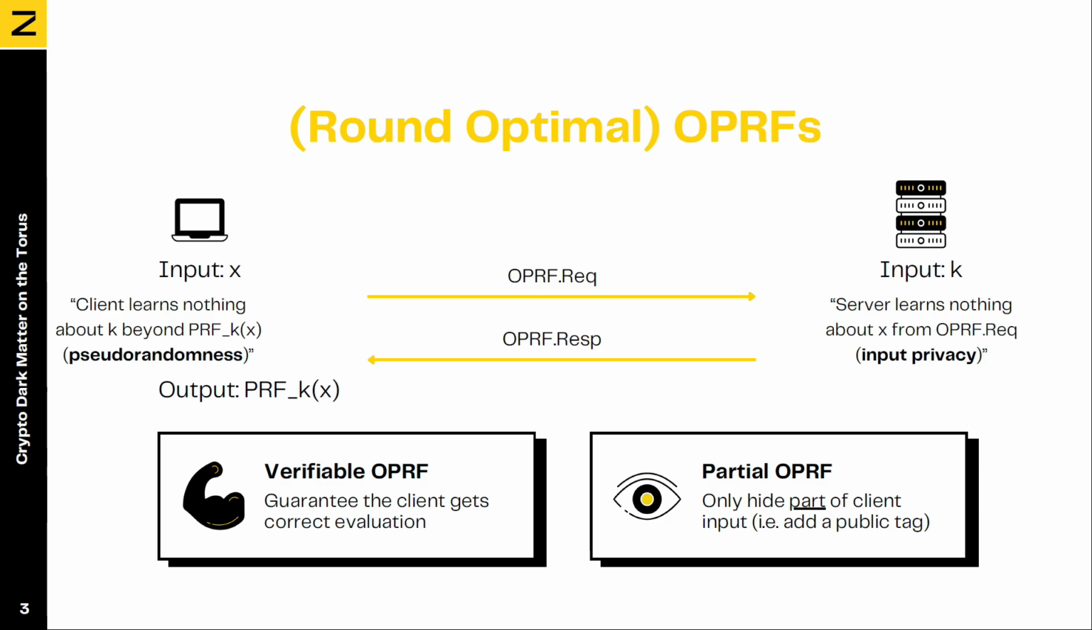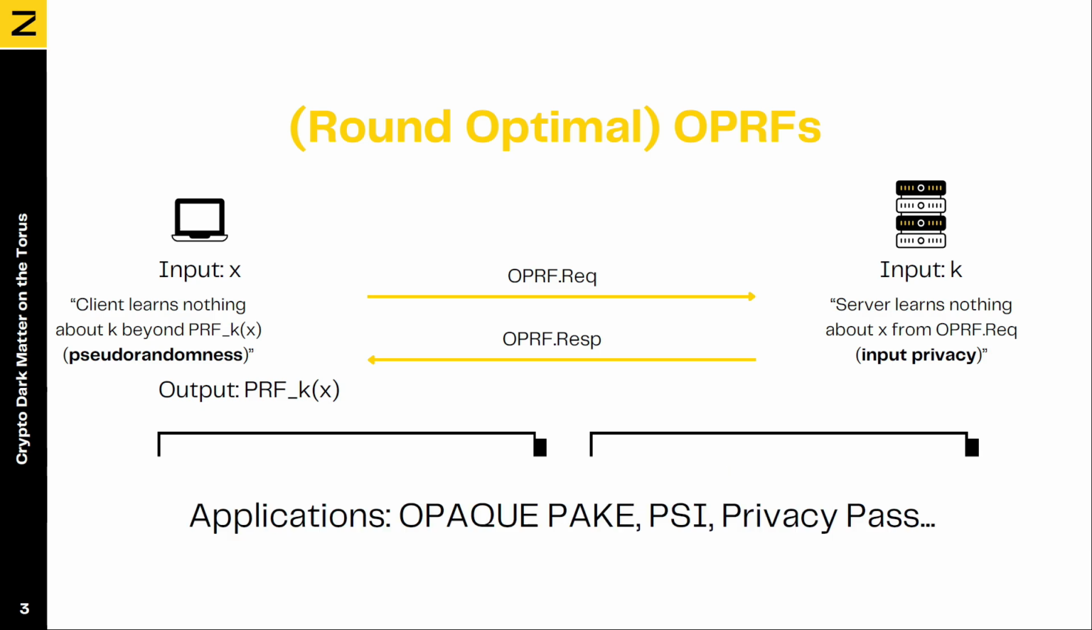The other variant that we consider in the paper is a partial OPRF. I won't speak about this one in the talk though. The idea here is that only part of the client's input is hidden, and you can just think of this as adding a public tag to the plain OPRF setting, so you add the public tag to the input and the request. Okay, so there are numerous applications. I'll not go into any details here, but if you want to see more, you can look at the references in the paper.